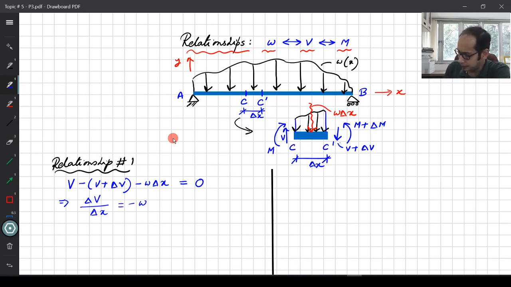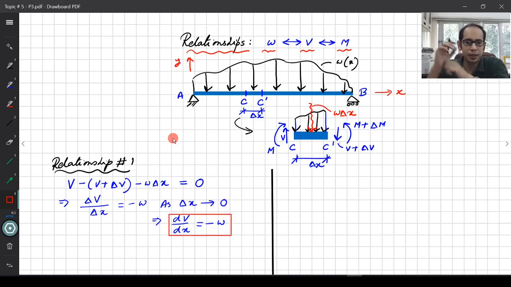Now, as delta x tends to 0, it becomes our differential equation. Then we get dV/dx equals minus w. This is very important. What does this tell you? This tells you that the rate of change of shear is the negative of the applied load. Mind you, very important point, this bears a negative sign because the w is acting vertically down. If w was acting vertically up, this would be positive.